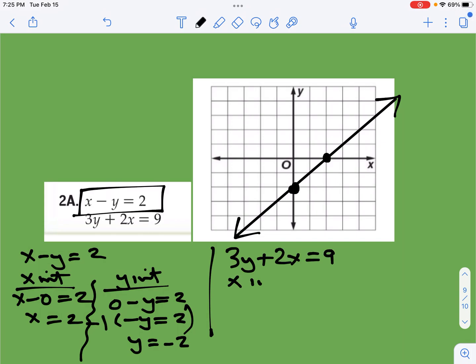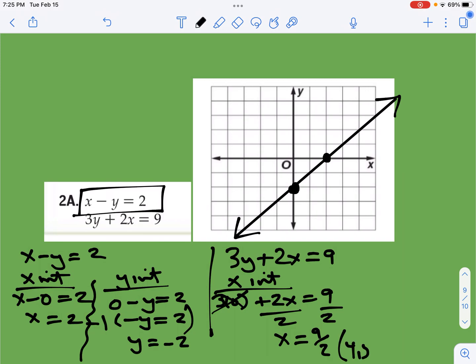So for my x-intercept, we're going to have 3 times 0. Now, because they're flipped around, right? They moved x and y to try to be obnoxious. So this goes away. You get 2x equals 9. So divide both sides by 2, and you get x is equal to 9/2, which, for those of you who prefer decimals, is 4.5, right? So I'm going to go over to 4.5, and I'm going to put a point right here.